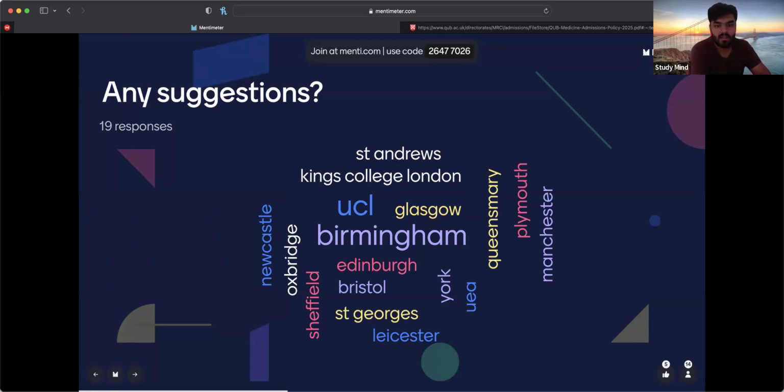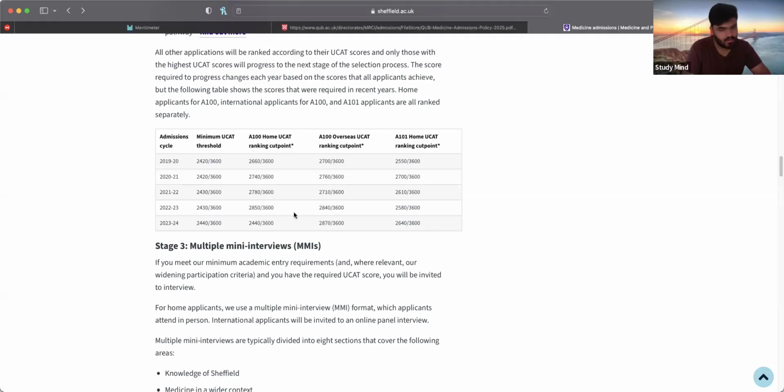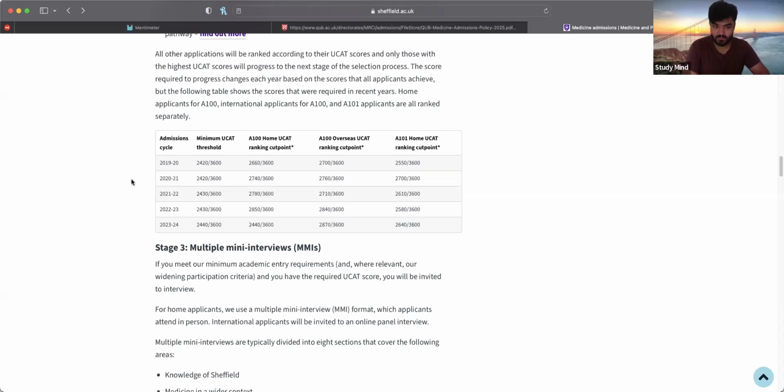Now, the thing is, I think this candidate last year, if they applied, would have got an interview. But one concern for me is that typically in most years, Sheffield does not have the most lenient UCAT scores. Again, this doesn't mean that if they apply this year, they won't get an interview, but here it is. You have to do a little bit of digging around and you will find these things.